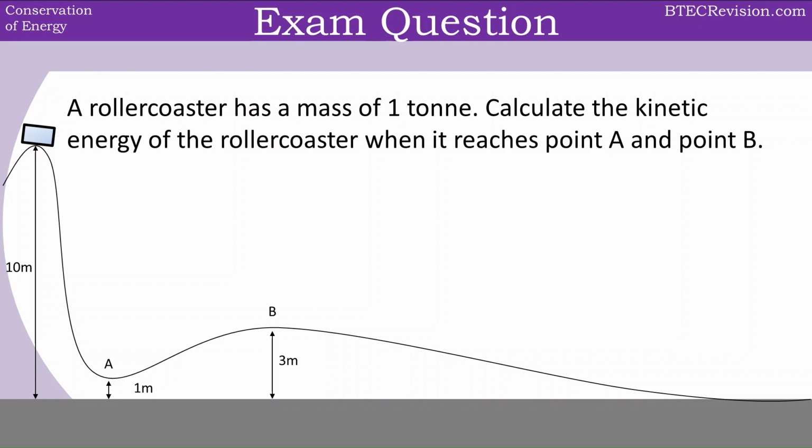A roller coaster has a mass of 1 ton. Calculate the kinetic energy of the roller coaster when it reaches point A and point B. So we know the mass, 1 ton, is equal to 1,000 kilograms. And to calculate the kinetic energy, we will assume the energy at the top is all gravitational. So we can work out how much that is. Gravitational potential energy equals mass, which is 1,000, times gravity, 9.8, times the height, which is 10. Okay, so that would give us a value of 98,000 joules. So at the top, this roller coaster has 98 kilojoules of energy in the form of gravitational potential energy.